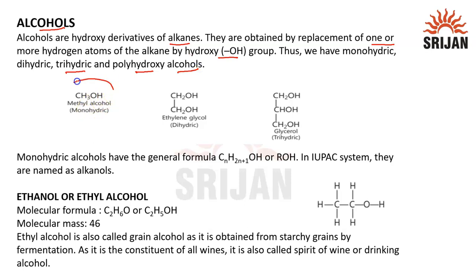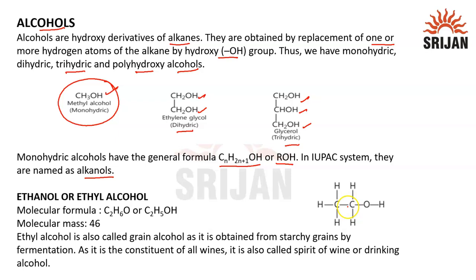Here, methyl alcohol is monohydric since it has one OH. Ethylene glycol is dihydric, it has 2 OH. Glycerol is trihydric, it has 3 OH in its molecule. Monohydric alcohols have a general formula CnH2n+1OH or ROH, and in the IUPAC system they are also called alkanols. The very common alcohol is ethanol, which we call ethyl alcohol.